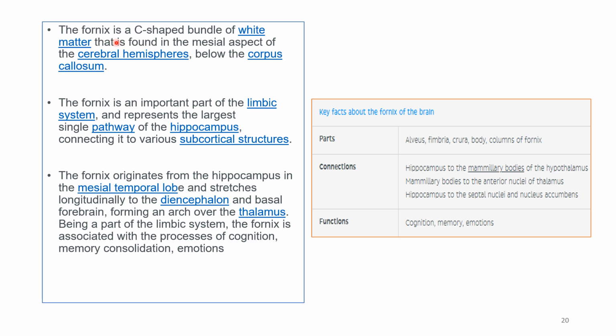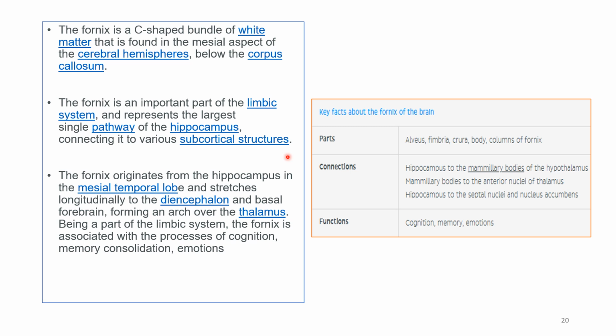Now coming to the fornix. What is the fornix? The fornix is a C-shaped bundle of white matter that is found on the mesial aspect of the cerebral hemispheres, below the corpus callosum. Okay. The fornix is an important part of the limbic system, and it represents the largest single pathway of the hippocampus, connecting the hippocampus to its various subcortical structures.